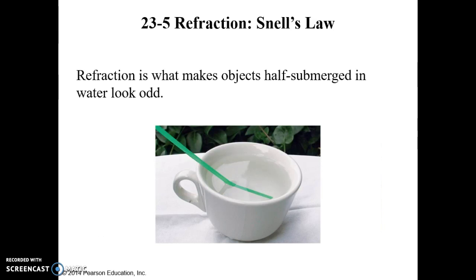And then similarly, if you were to put a straw in water, it appears to be bent. This also means that the water appears shallower than it really is, or is deeper than it appears.